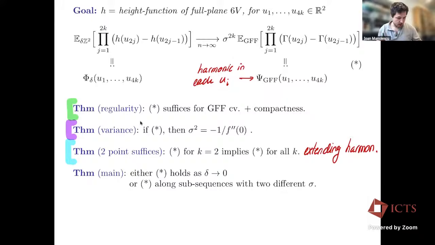All right. I should have written: the first one is just the regularity. The second one is the scaling variance.